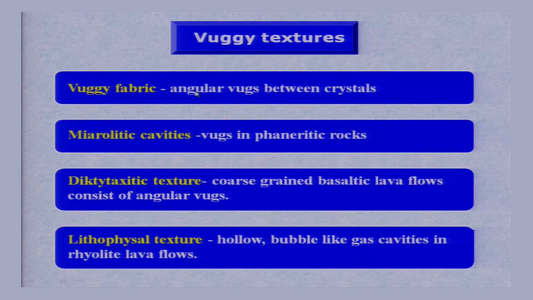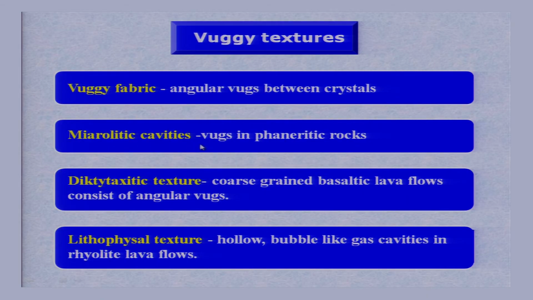Now, come to the vuggy texture. Vugs are open spaces; vuggy fabric has angular vugs between crystals. If the shape of the vug is angular, there are miarolitic cavities, vugs in phaneritic rocks. The third one is diktytaxitic texture: coarse grained basaltic lava flows consist of angular vugs. Lithophysal texture: hollow bubble like gas cavities in rhyolitic lavas. Rhyolite is a rock, but it is always in the form of lava flows.